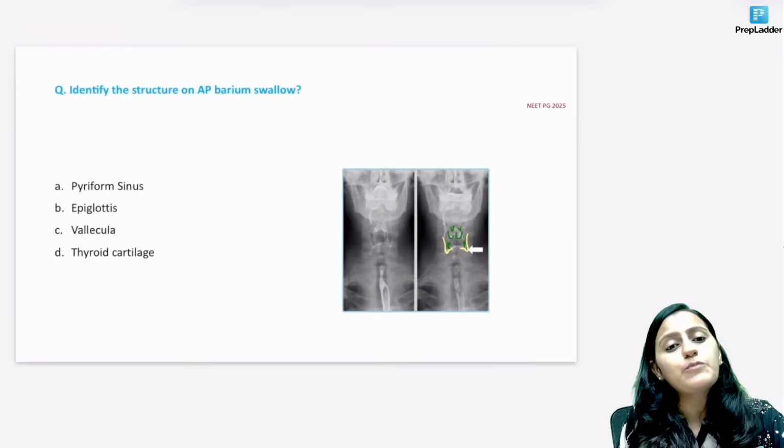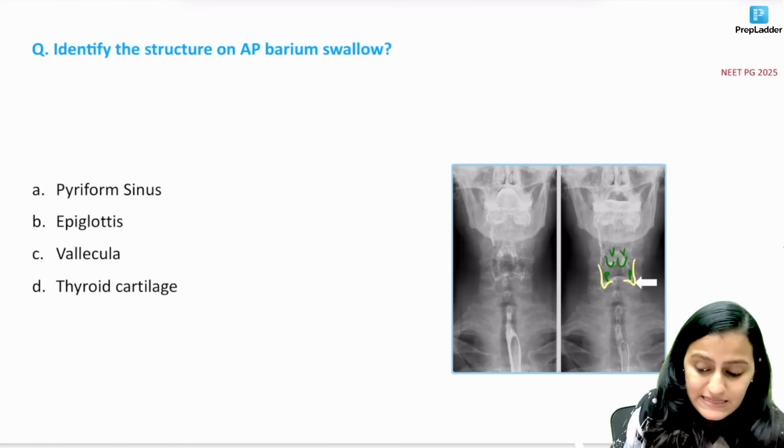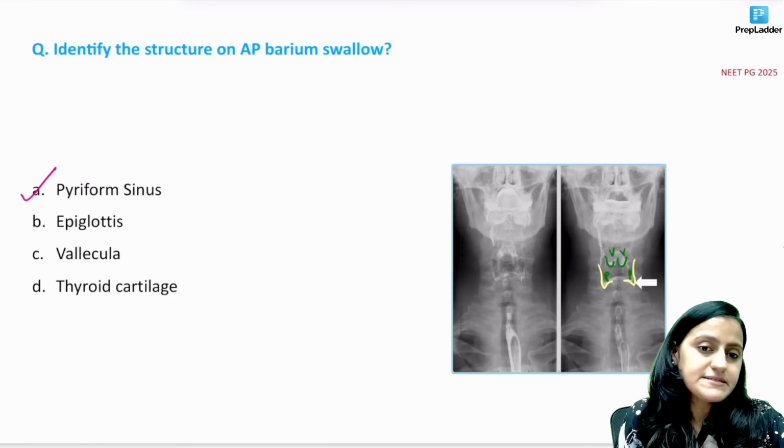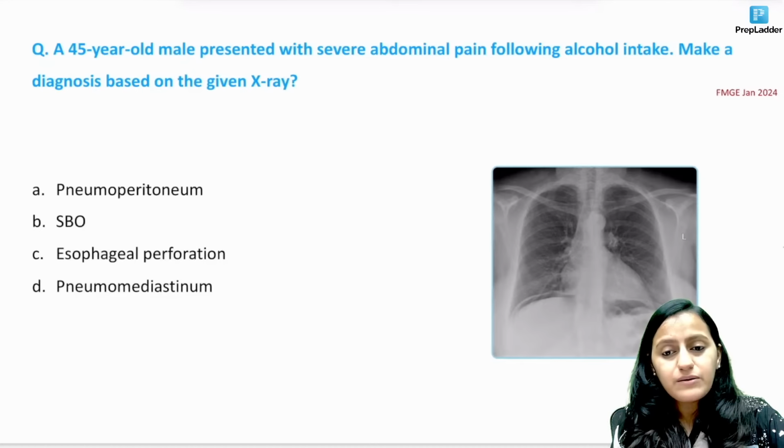Okay, so the lower pointed one, that is pyriform sinus. Vallecula upper wala hai, the more rounded one at the tongue base. Okay, what is this?